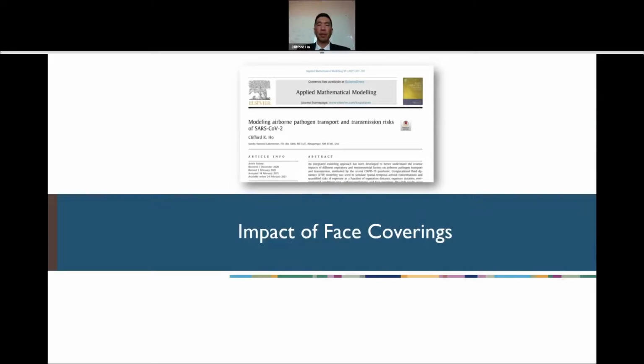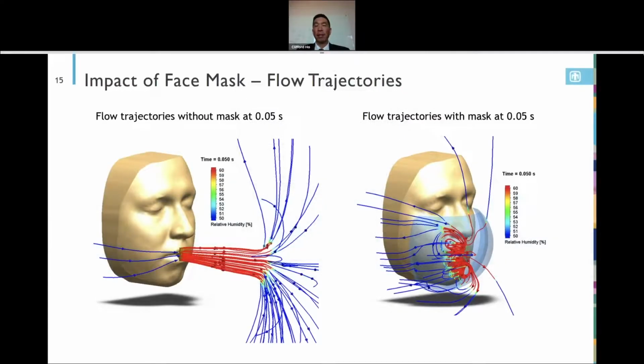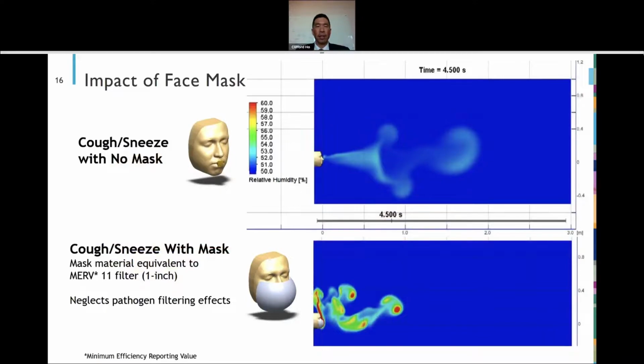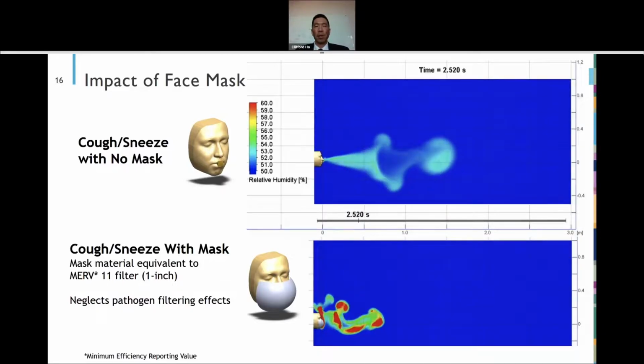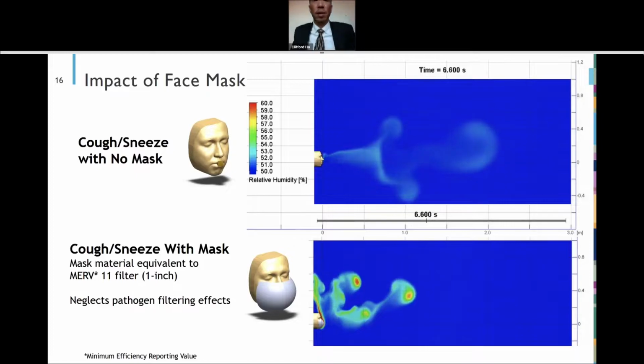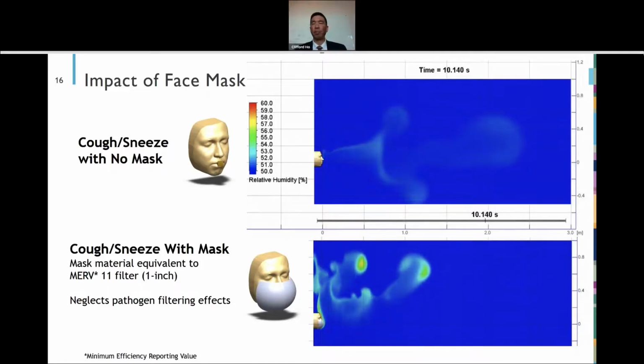With regard to the impact of face coverings, we investigated masks, and this just shows a comparison with and without a mask, showing the flow trajectories of a cough, how the masks, as you might expect, will buffer that expulsion. And if you look at the concentration of water vapor coming out, this video shows that basically wearing a mask will blunt the momentum and forward propagation of very fine aerosols.